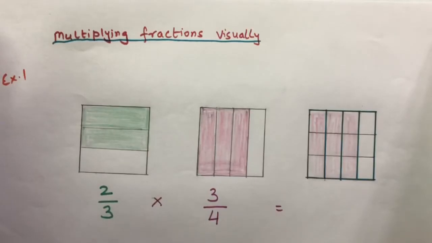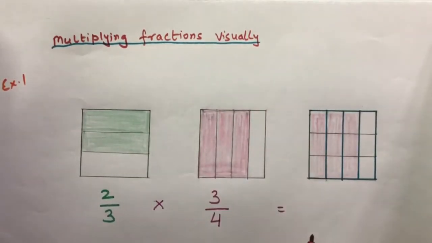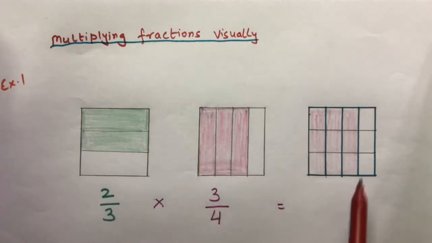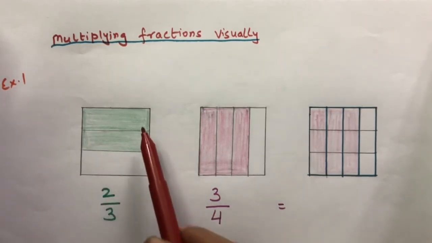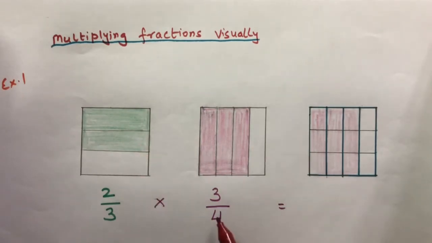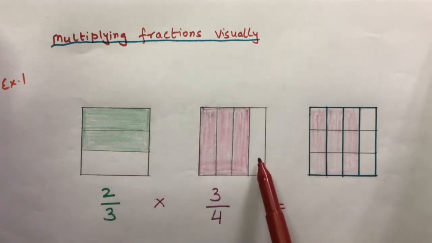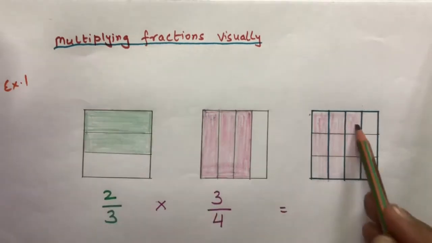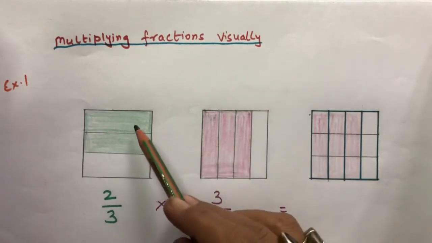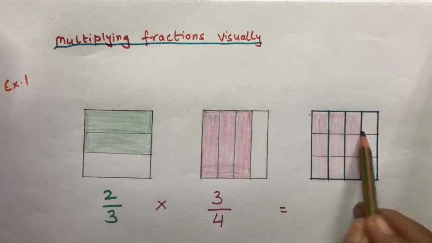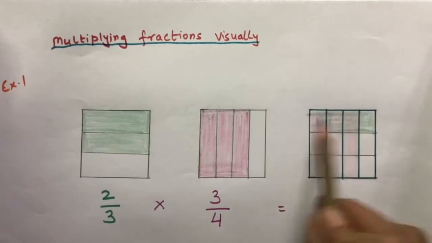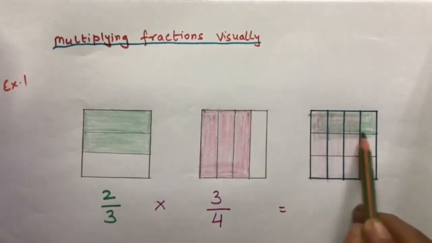How can we multiply fractions visually? The same example I am taking, that is 2/3 and 3/4. Using this diagram, I'll show you 2/3, 2 parts are shaded out of 3, and 3/4, 4 parts, and we have 3 parts shaded. So what happens? 3 columns for this, they are already shaded, and there are 2 rows here. So this one and this one.